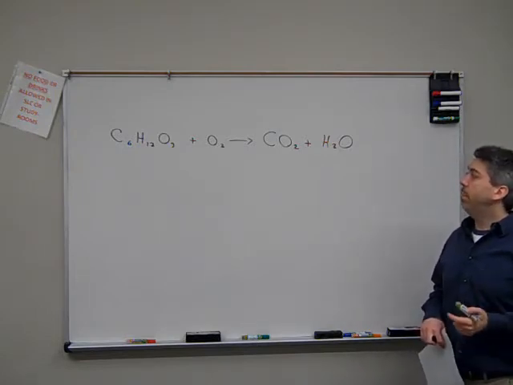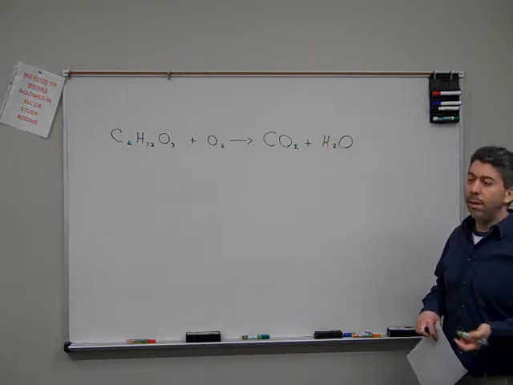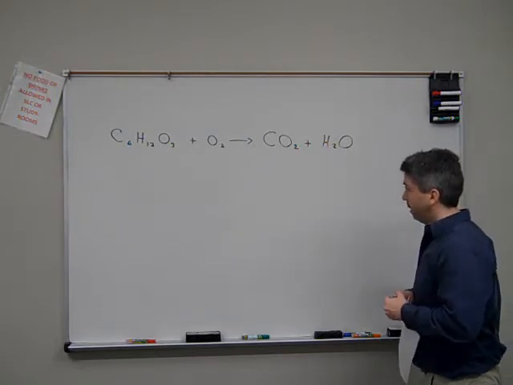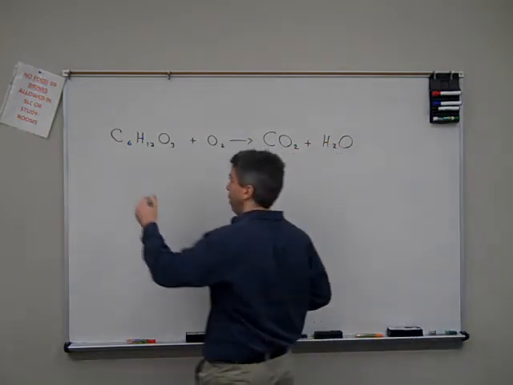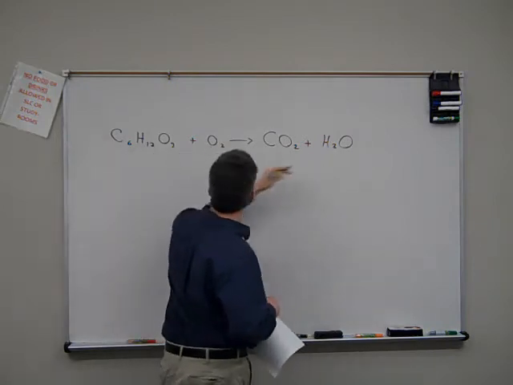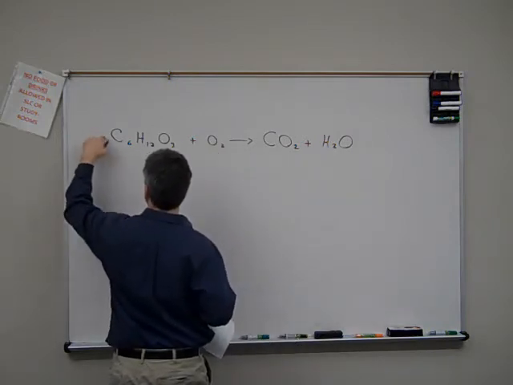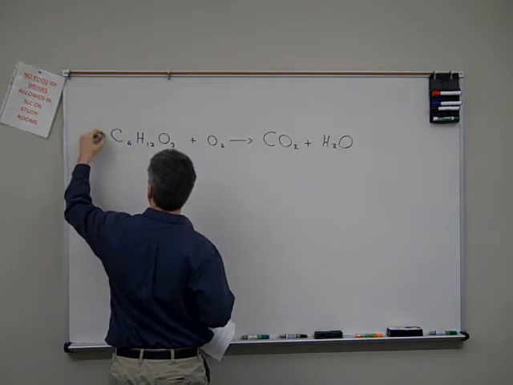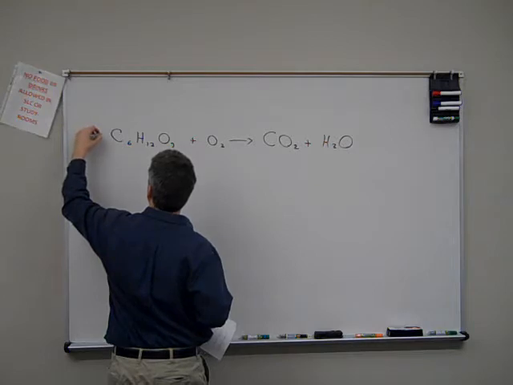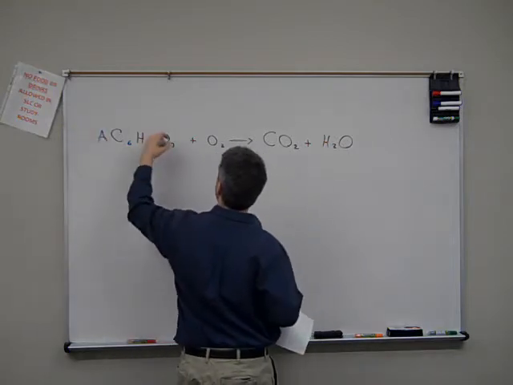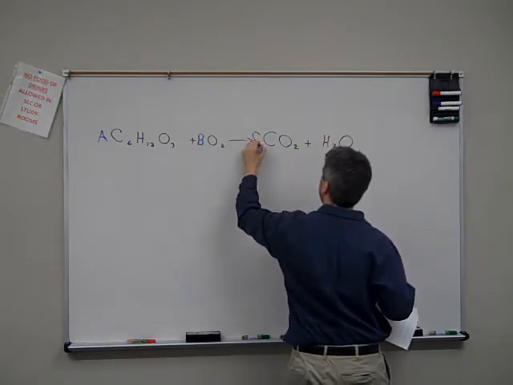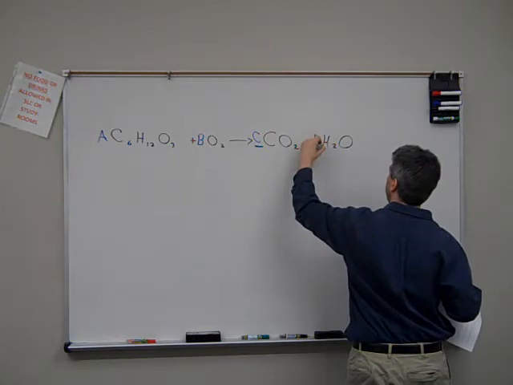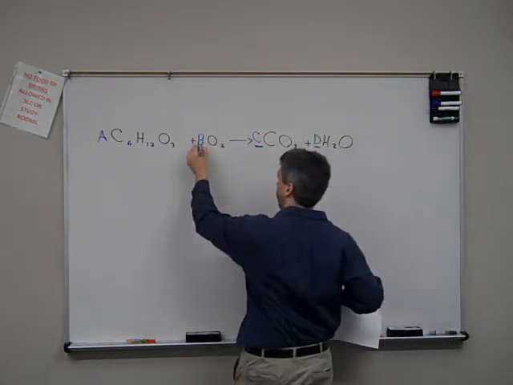However, you could also balance it in a mathematical way. And the mathematical way works like this. First of all, you put a variable in front of each compound. Each variable represents a coefficient. So I'll call these A, B, C, and D. Okay? These are my coefficients.